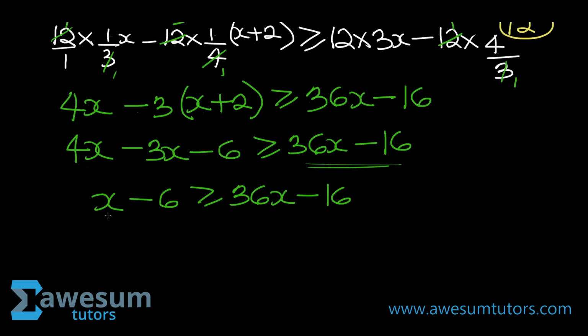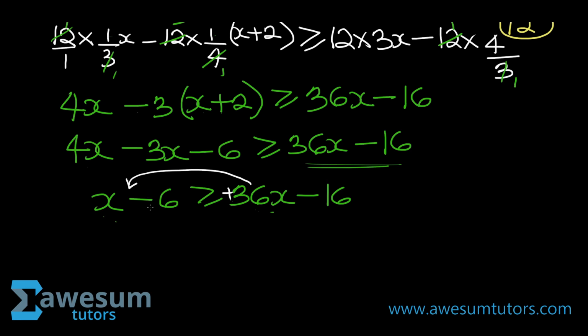So what do we do? This is x. This is 36x. On the other side of the equation, this is on the left hand side. This one is on the right hand side. So what do you think is going to happen? 36x will go and meet x, because they are like terms. And 36x here is positive 36x. So it's going to go to the other side and become a negative 36x, okay?